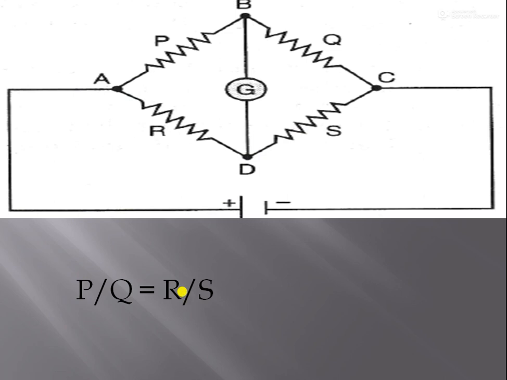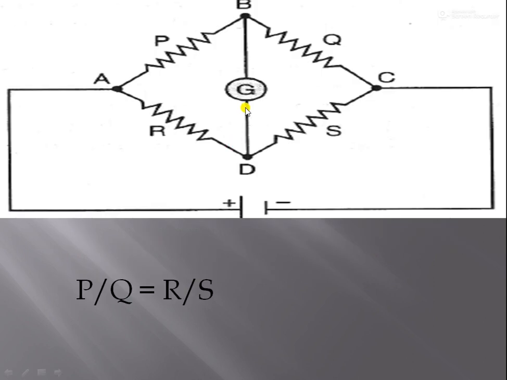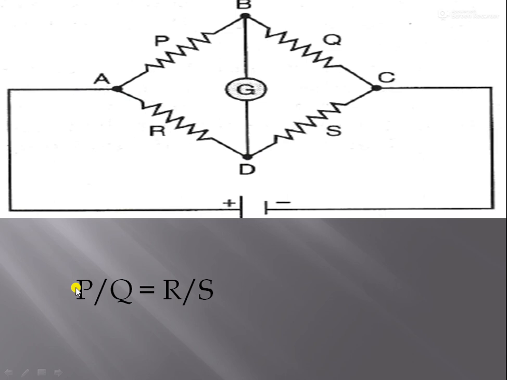But the condition for this formula to apply, the balancing, is called null deflection. That means when no current flows through galvanometer, it is said that the bridge is balanced. This is the principle of Wheatstone bridge, that when no current flows through galvanometer, the bridge is said to be balanced, and in that case you can write the formula P by Q is equal to R divided by S. So this is the principle. The bridge is said to be in a balanced condition when no current flows through the galvanometer, and the mathematical form is P by Q equal to R by S.